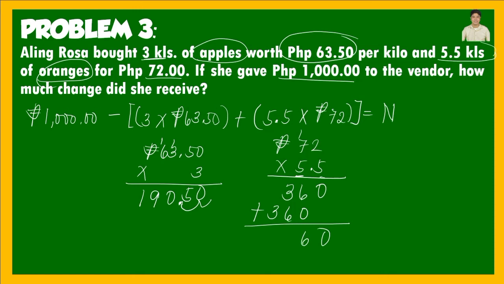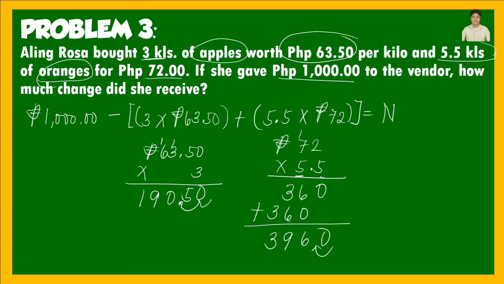6 plus 0, 6. 3 plus 6, 9. And then bring down 3. So, how many decimal places are there? We have 1. So, isa lang. So, our answer is 396 pesos.